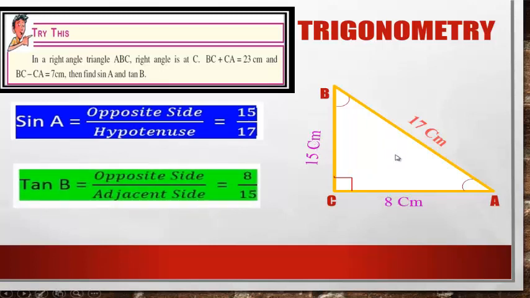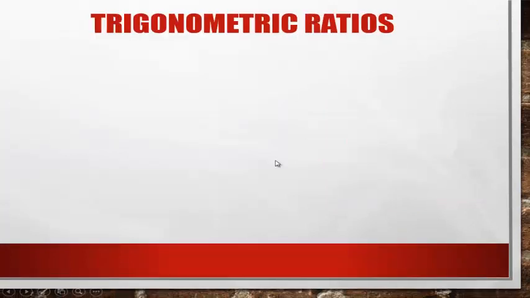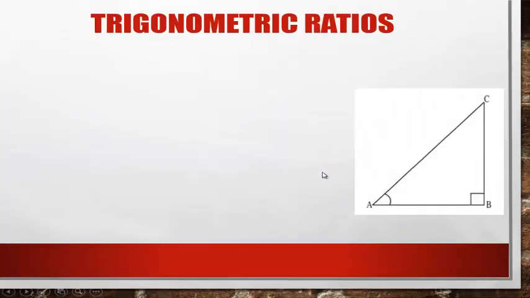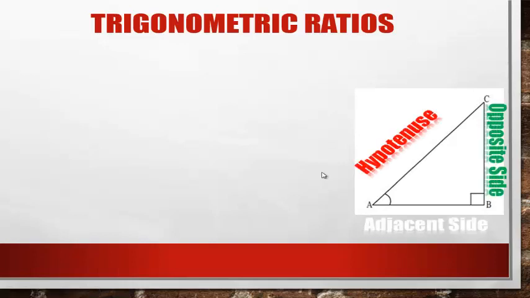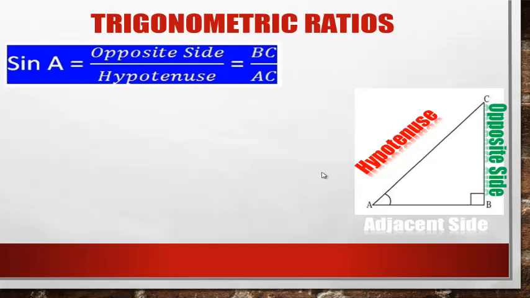That's it. This problem is also over. Up to now, we have learned 3 trigonometric ratios. Apart from this, we have another 3 trigonometric ratios. We know sin A is opposite side by hypotenuse, that is BC by AC.